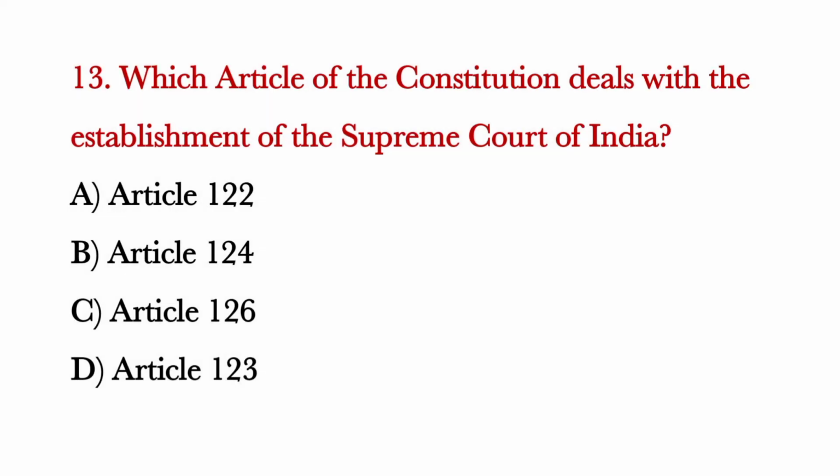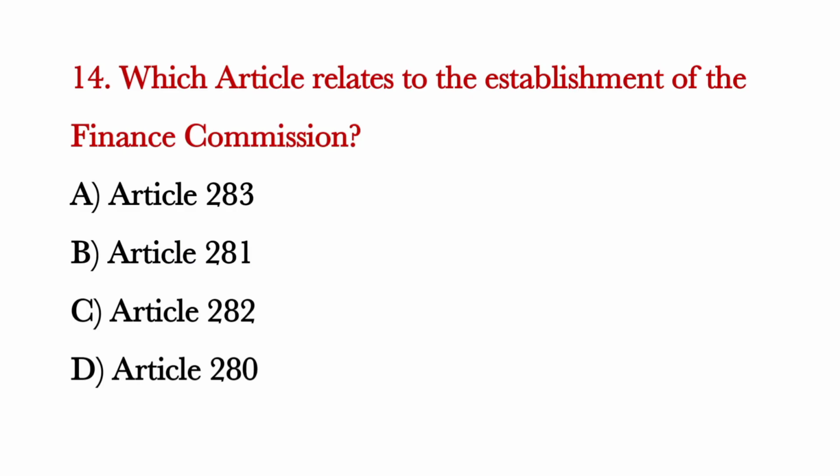Which article of the Constitution deals with the establishment of the Supreme Court of India? Correct answer is option B, Article 124. Which article relates to the establishment of the Finance Commission? Correct answer is option D, Article 280.